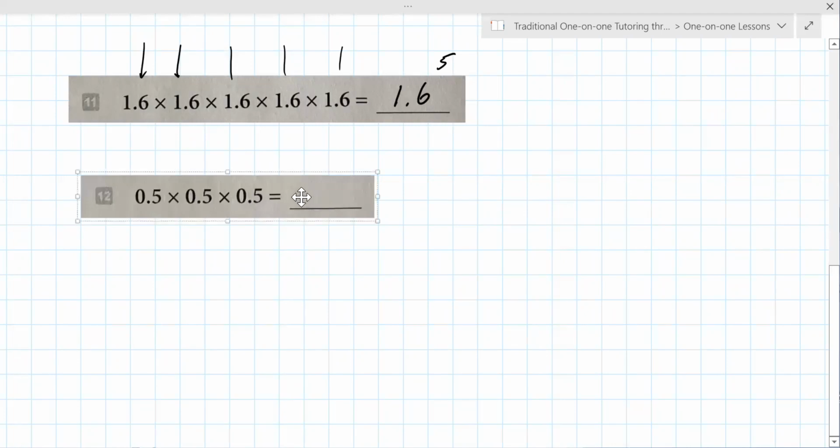Okay, so why don't you try number 12 here on your own, please. Number 12. Okay. All right. What is your answer here for me on this one? I got 0.5 to the power of 3. Yeah, 0.5 to the power of 3.